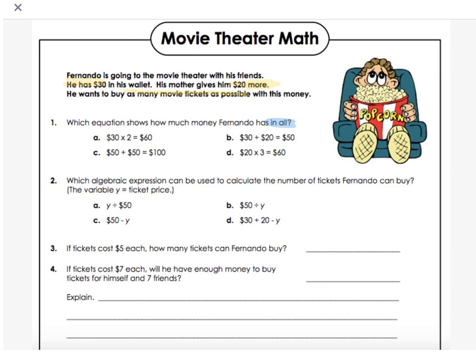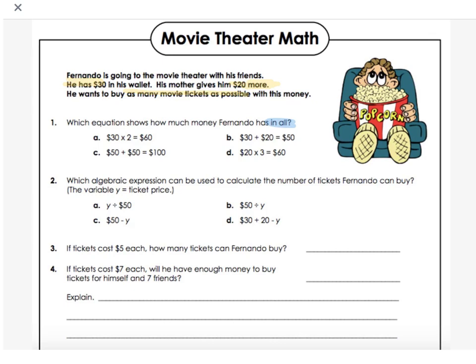Number 3 asks, if tickets cost $5 each, how many tickets can Fernando buy? So that means we need to figure out how many times does 5 go into 50. You can think about that 2 ways. If you like division and you want to practice division, 50 divided by 5 equals what? Or if you're still a little shaky on the division and it makes more sense to multiply, think about it as 5 times what equals 50.